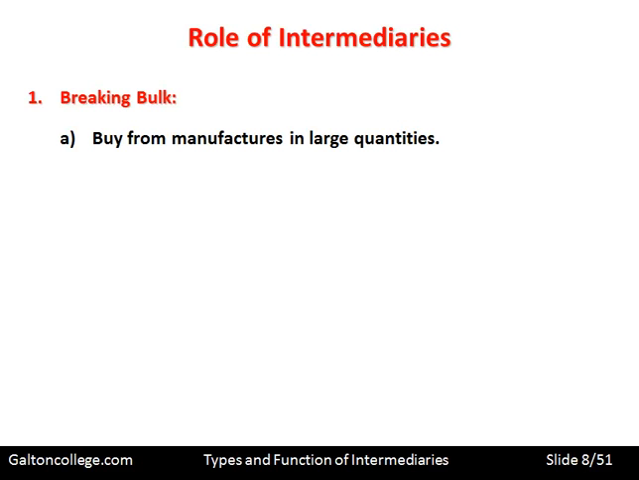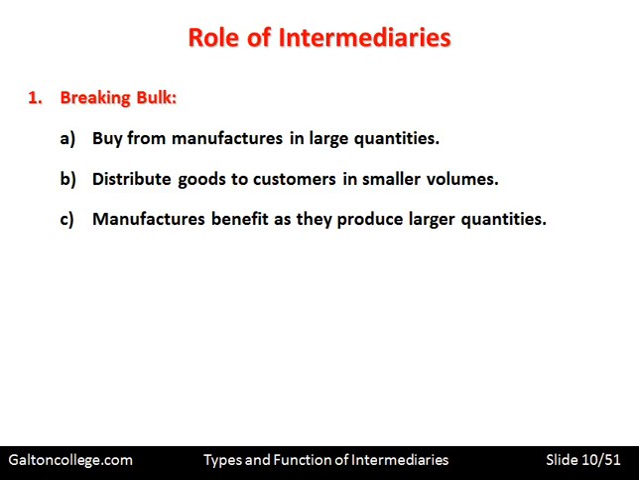So it's breaking bulk. They buy from manufacturers in a large quantity because the manufacturers find it efficient to tool up and produce perhaps in a large quantity. And then they distribute the goods to customers in smaller volumes. They may go directly to the customers from the warehouse, or generally speaking they may go to retailers from the warehouse. Manufacturers benefit since they're able to produce in larger quantities and therefore be more efficient in production. Less changing over the machines and less changing the raw materials.